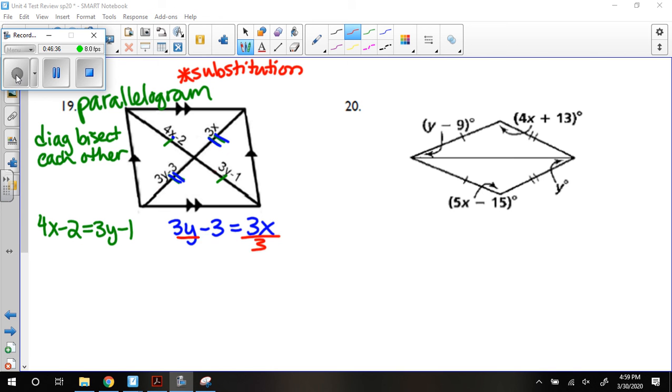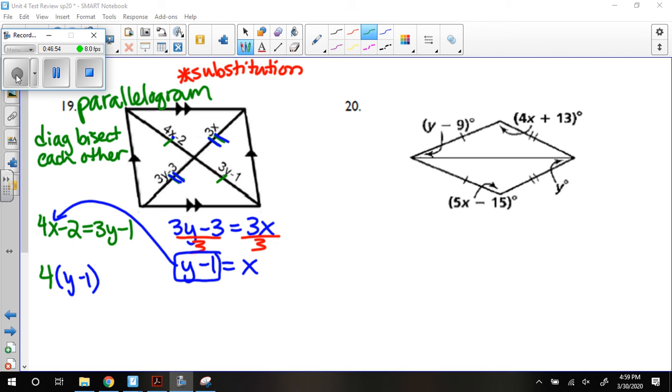Okay, so if I divide 3 here, y minus 1 is what x is going to equal. So I can take what x equals and plug it into the other equation. So we've got 4 times our y minus 1 minus 2 equals 3y minus 1. So if I distribute this 4, we've got 4y minus 4 minus 2 equals 3y minus 1.